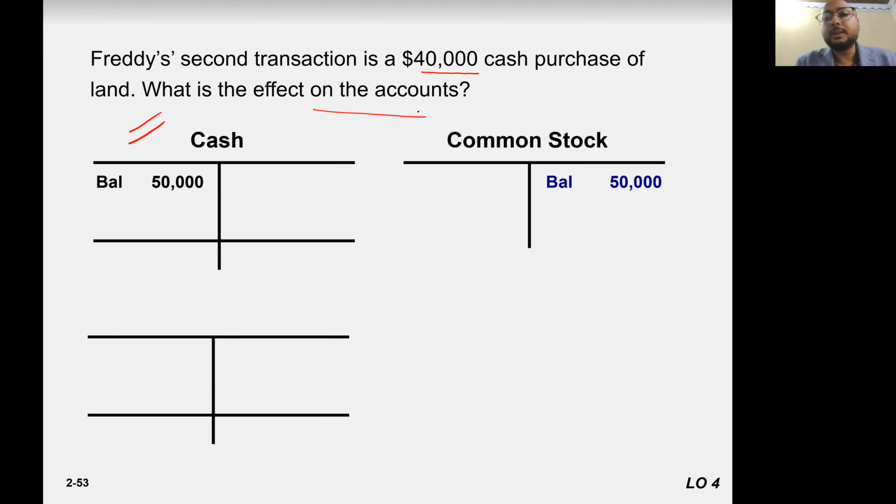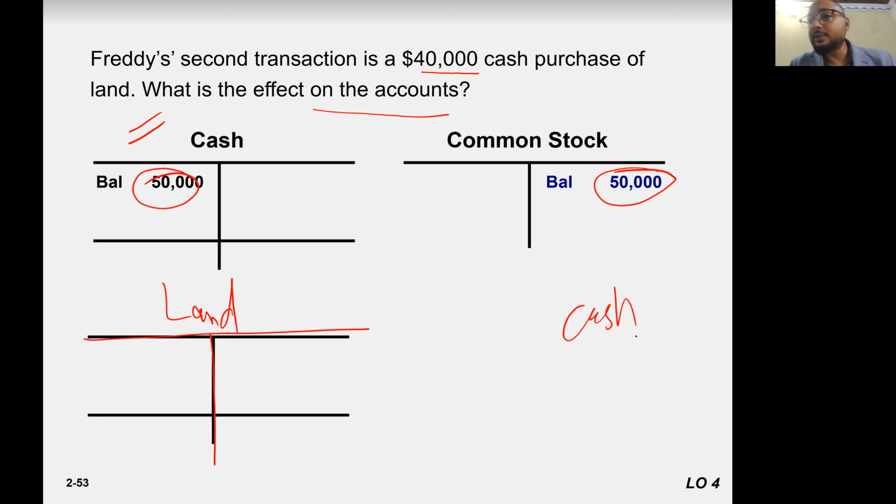What is the effect on the accounts when you purchase land for cash? Do we have a land account here? Do we have a land register here? No. So we have to make a land T account here. Land. So where is this 50,000 coming from? From the previous transaction. Now this transaction: cash increase or decrease? When you pay cash to acquire land, cash decreases and land increases. So these two accounts are going to be affected. So this is the double entry system.